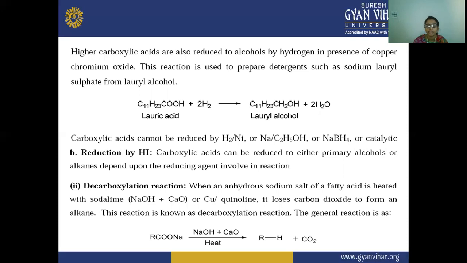Next is the reduction by HI, that is your hydrogen iodide. Carboxylic acid can be reduced to either a primary alcohol or alkanes depending on the reducing agent involved in the reaction. Next is your decarboxylation reaction.